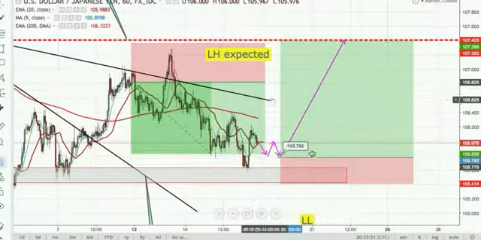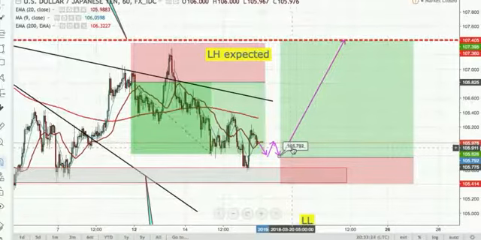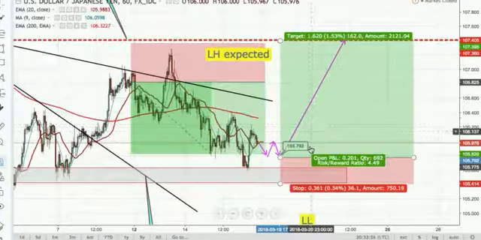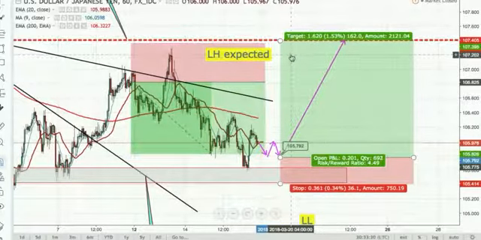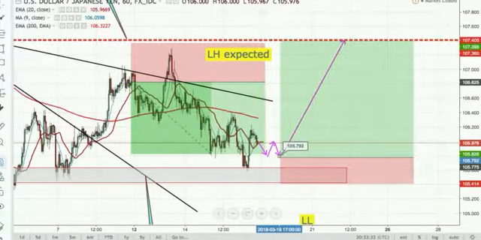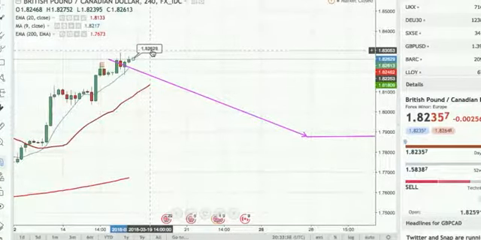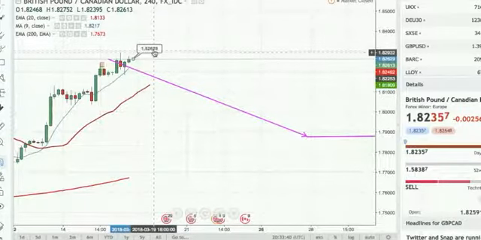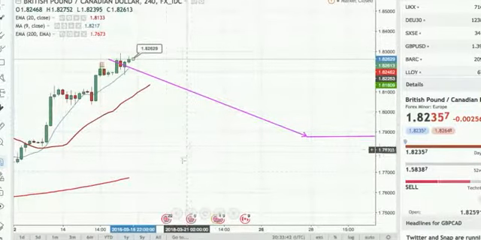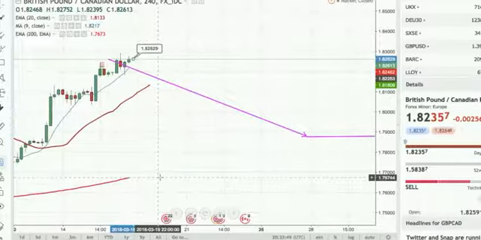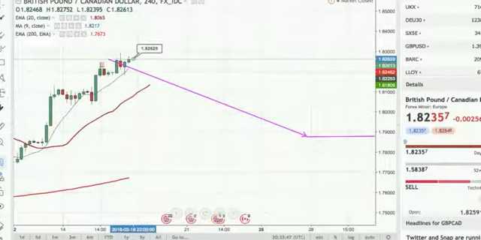USD JPY, buy at 105.79, stop loss at 105.41 with take profit at 107.40. GBP CAD, we are going to sell this pair at 1.8262 with stop loss at 1.83 with take profit. We are going to have to sit on this one for a while at 1.76.